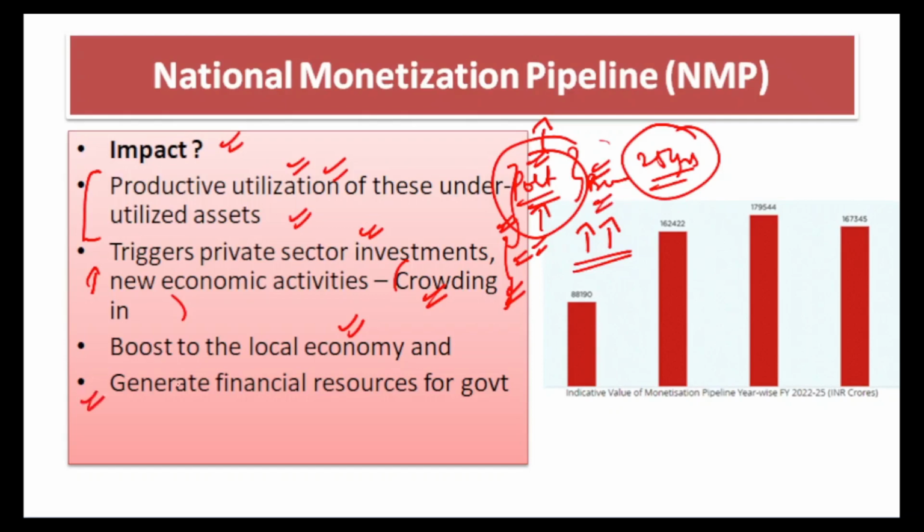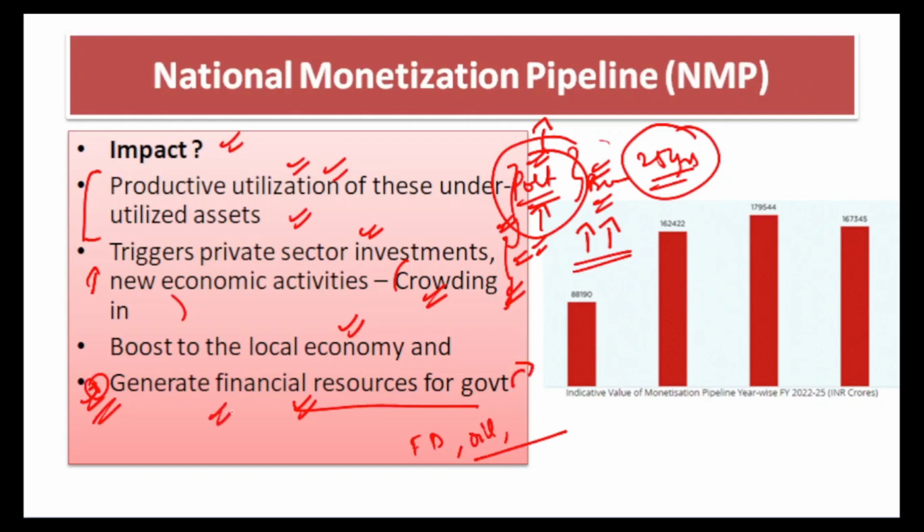And other thing is, it would generate financial resources for the government at a time when the government is suffering from fiscal deficit because of the rising oil prices and the Russia-Ukraine conflict and various external sector factors. This would give a new untapped source of revenue for the government. So it would also help the government in investing into other schemes like the social security schemes.